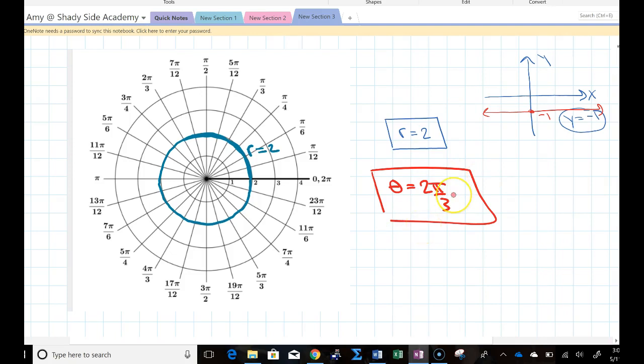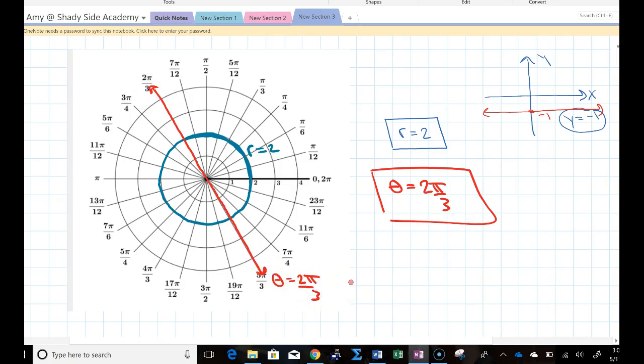Well, you know what that would look like? That would look like a line through the origin. In fact, it would look like this line. Here are all the r values that are positive when theta equals 2 pi over 3, but we know r could also be negative. So this here is the graph of theta equals 2 pi over 3.